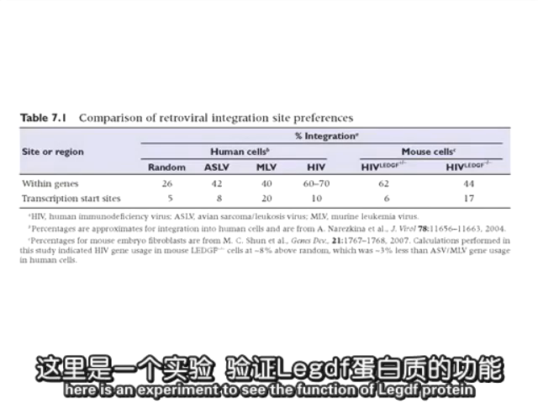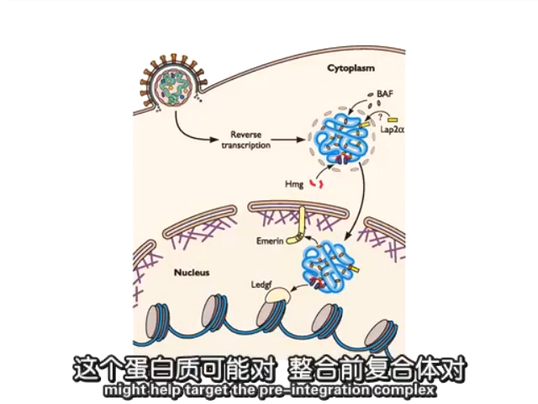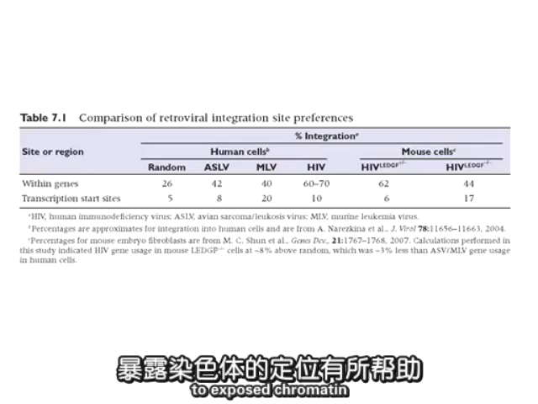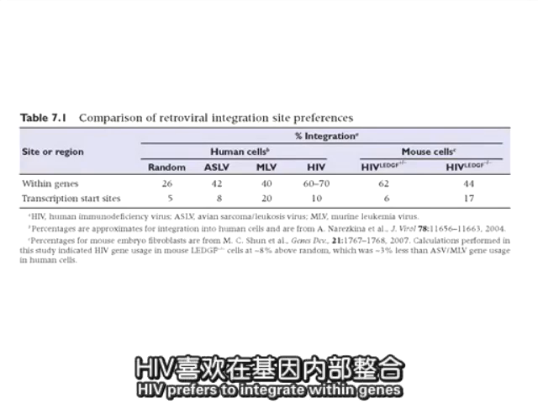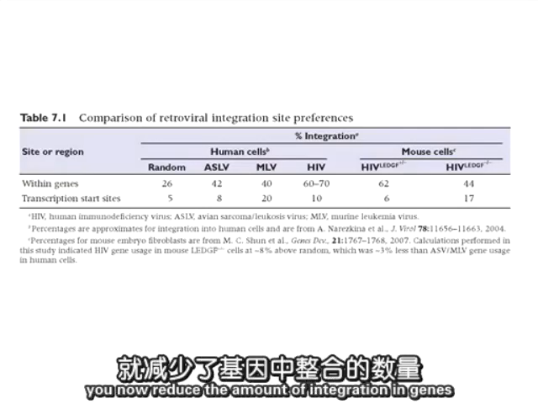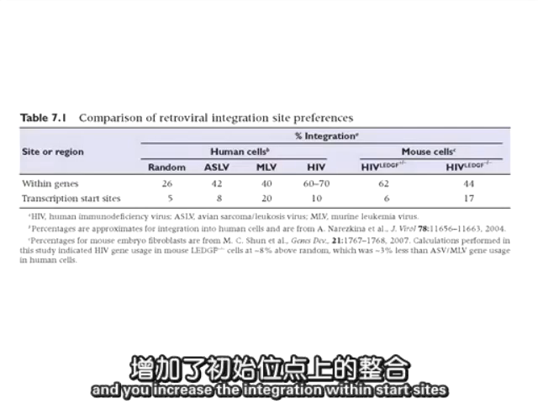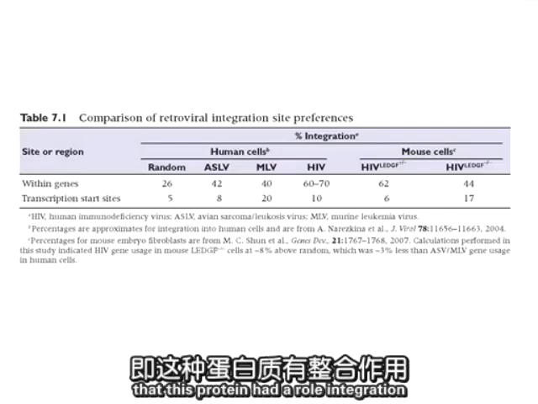Here is an experiment to see the function of LEDGF, that protein which I told you might help target the pre-integration complex to exposed chromatin. You can see in a wild-type mouse cell, HIV prefers to integrate within genes. But if you take away LEDGF genetically from the mouse cell, you now reduce the amount of integration in genes and you increase the integration within start sites. So this is part of the evidence that this protein has a role in integration.